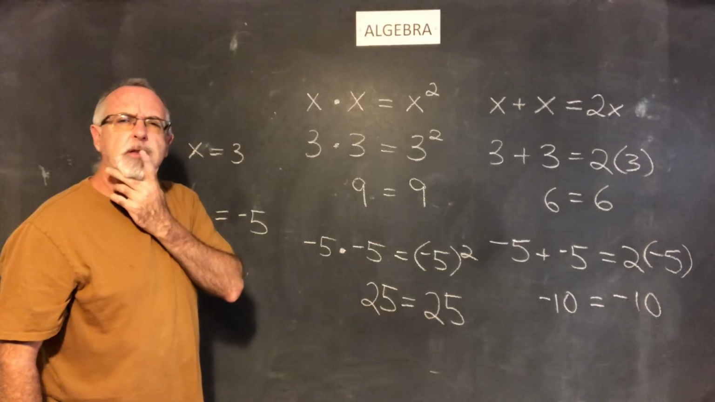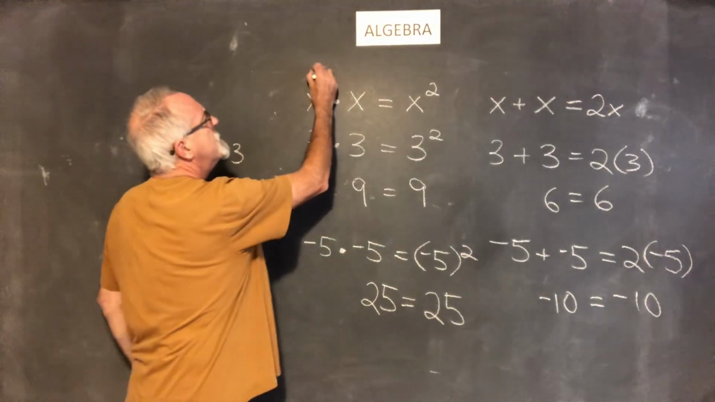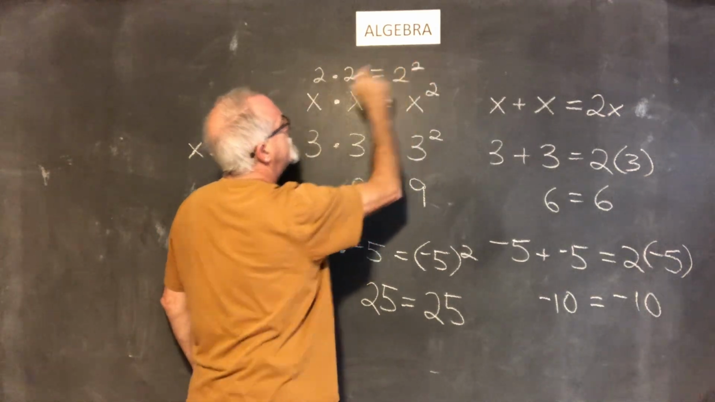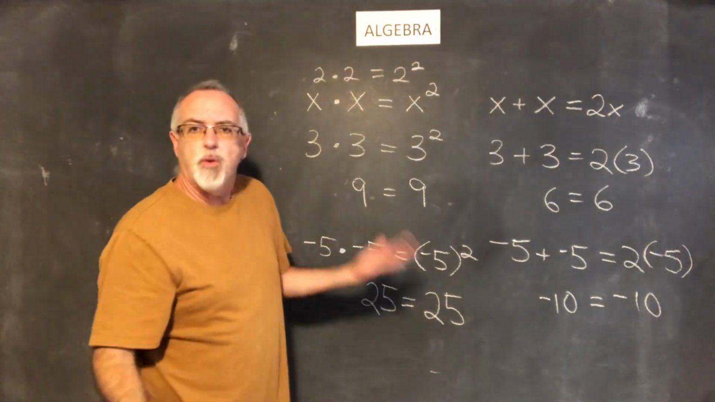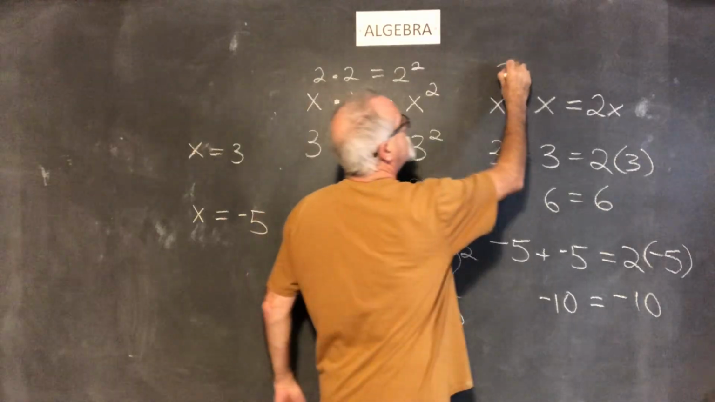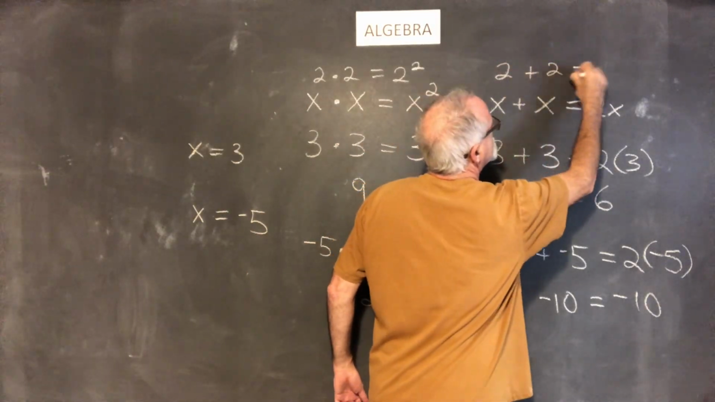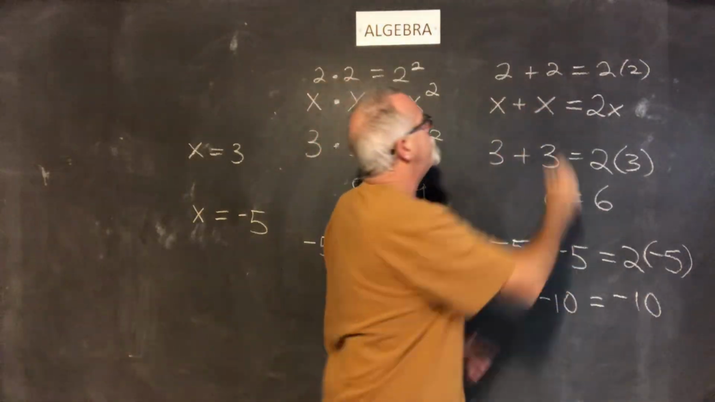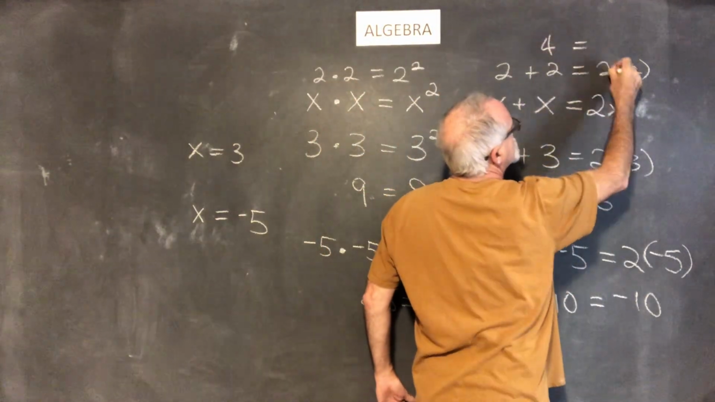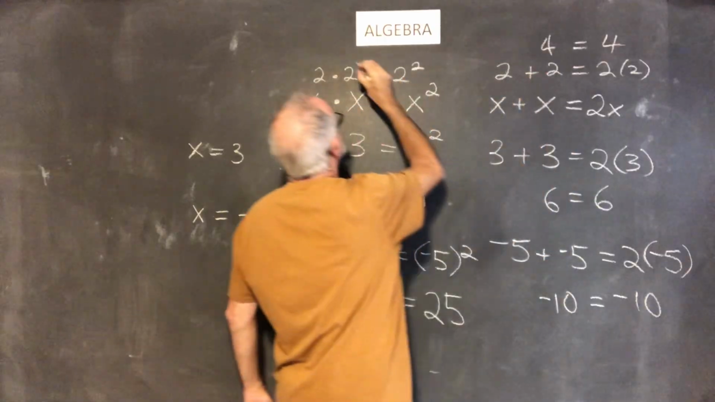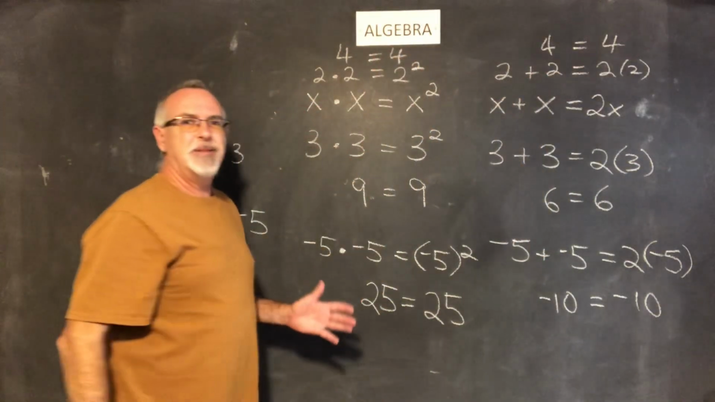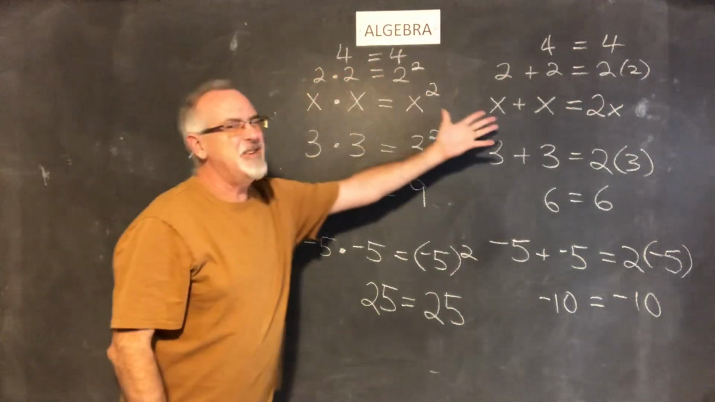What did I say about the number 2 though? 2 times 2 is equal to 2 squared. That's 4 is equal to 4. It works, the rule works. 2 plus 2 is equal to 2 times 2. 2 plus 2 is equal to 4. 2 times 2 is equal to 4. These rules still work with 2, but it does look a little bit confusing because we get 4 either way.